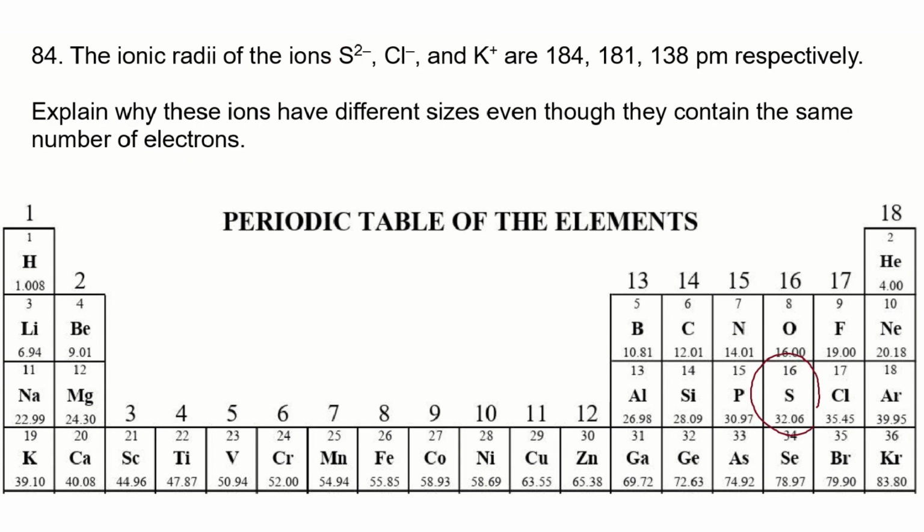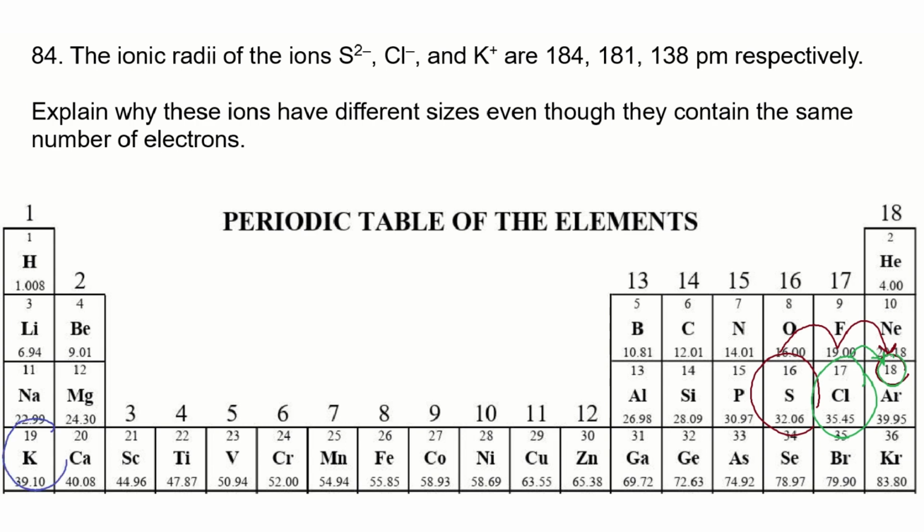Sulfur is here, number 16 on the periodic table, and a neutral sulfur atom becomes a 2 negative anion by gaining 2 electrons. It'll end up with 18 electrons. Now chlorine is right next to it with 17 electrons in the neutral chlorine atom, and by gaining an extra electron, it becomes a 1 negative anion. Again, also has 18 electrons.